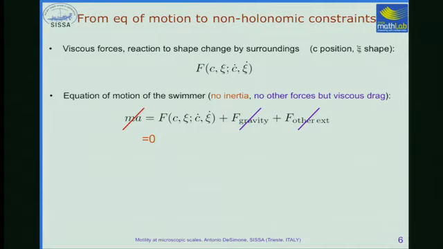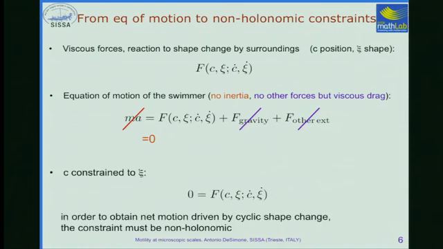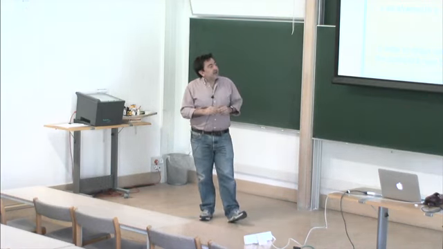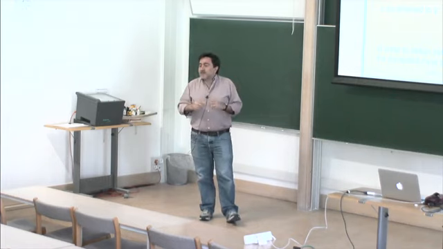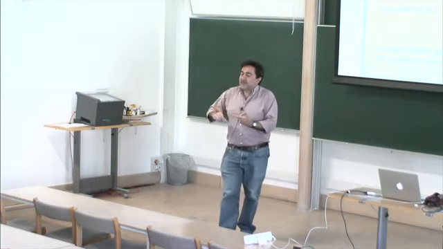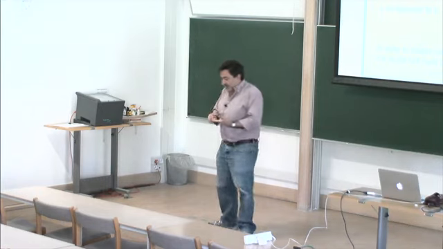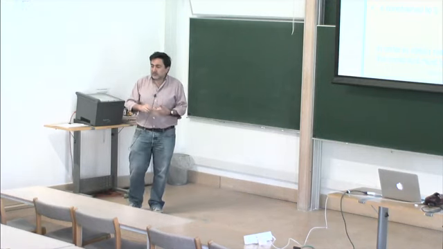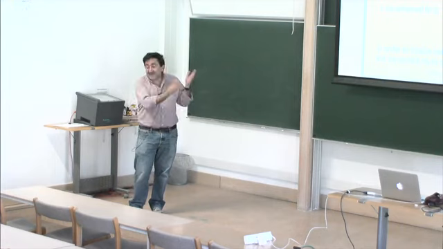Okay? And so this is a constraint. This is something that constrains position to shape, which is exactly our intuitive notion. We change shape and we cause position, right? So position emerges from a constraint on shape. And if you want to be able to change position when shape goes back to the same place, it means that this constraint must be non-holonomic. Because if it were holonomic, there would be only one position for every shape, okay? So this is what swimming is about.